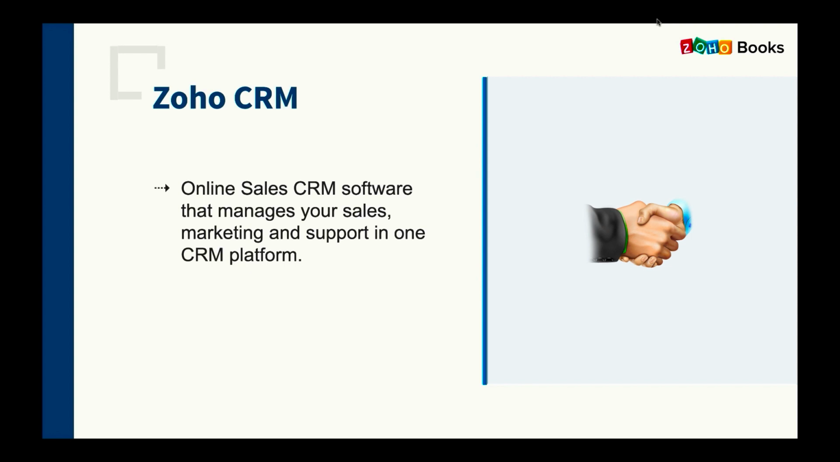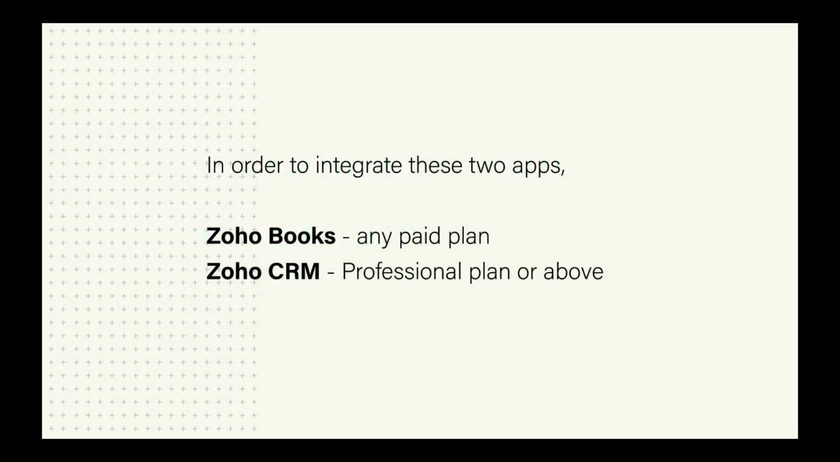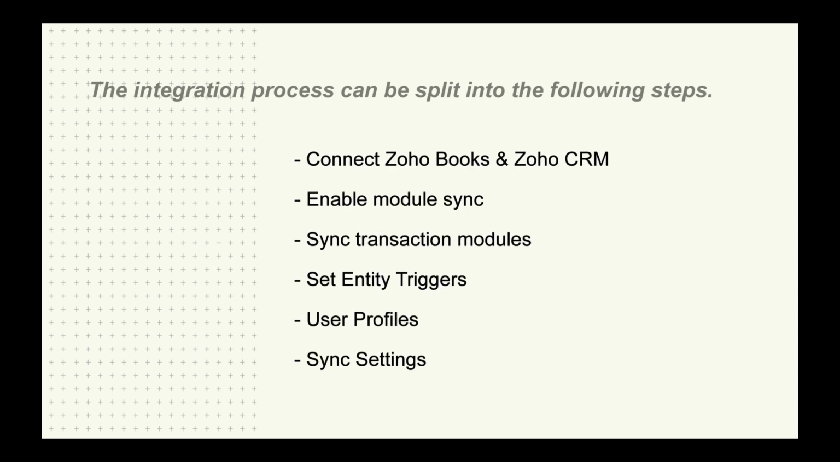No matter what the size of your company is, Zoho CRM can be tailored to suit your business needs. With its user-friendly interface, it helps you create and reorganize modules, add custom fields and modules. It helps you automate all your routine activities like sending follow-up emails, updating records, and assigning tasks. To integrate these two applications, you should be in any paid plan in Zoho Books and in professional plan or above in Zoho CRM. The integration process can be split into the following steps.